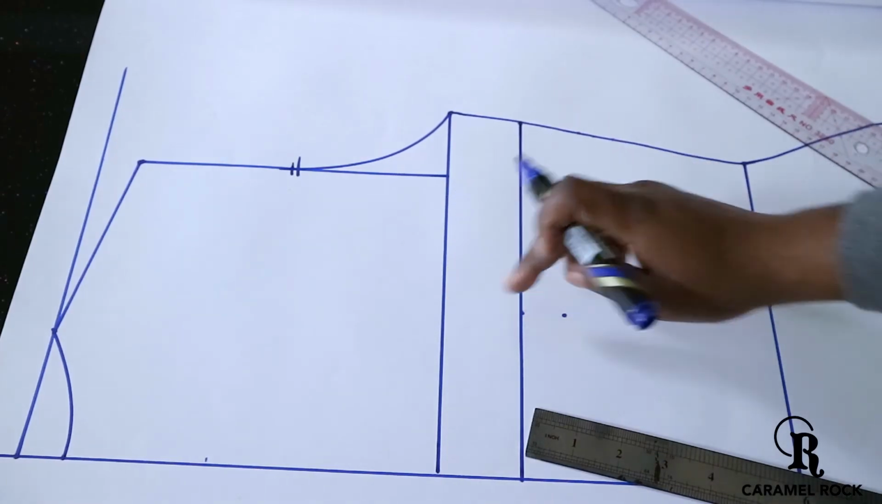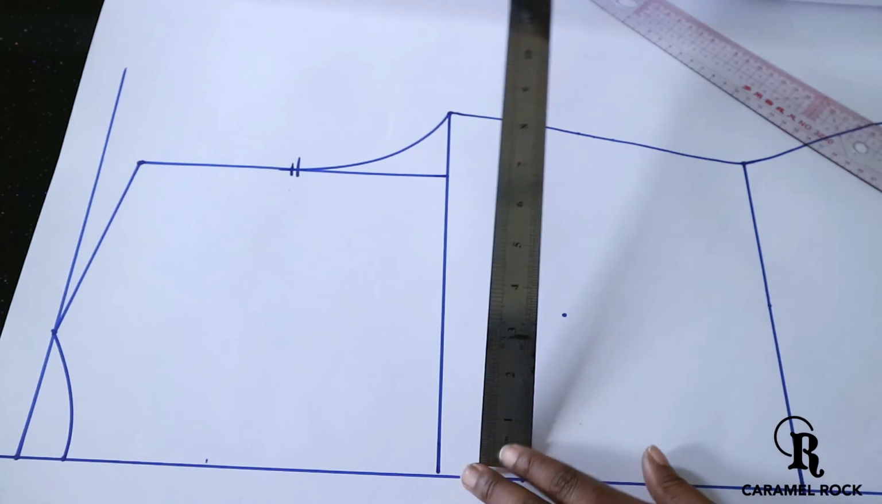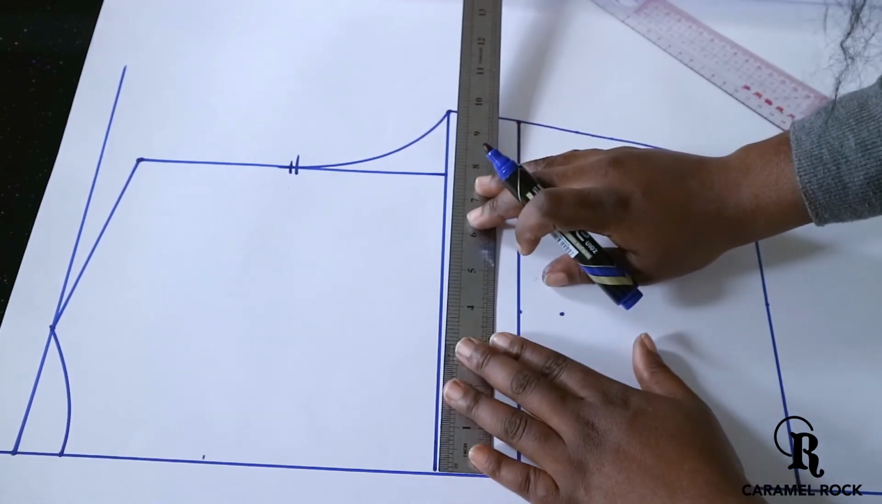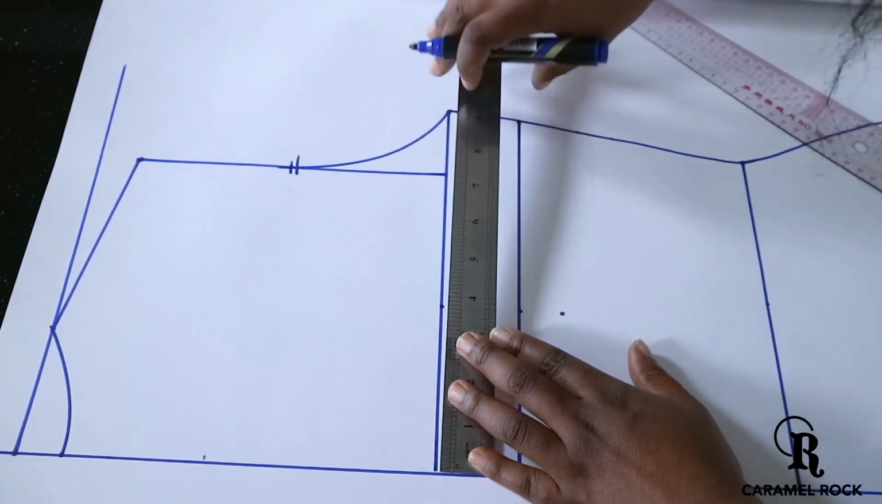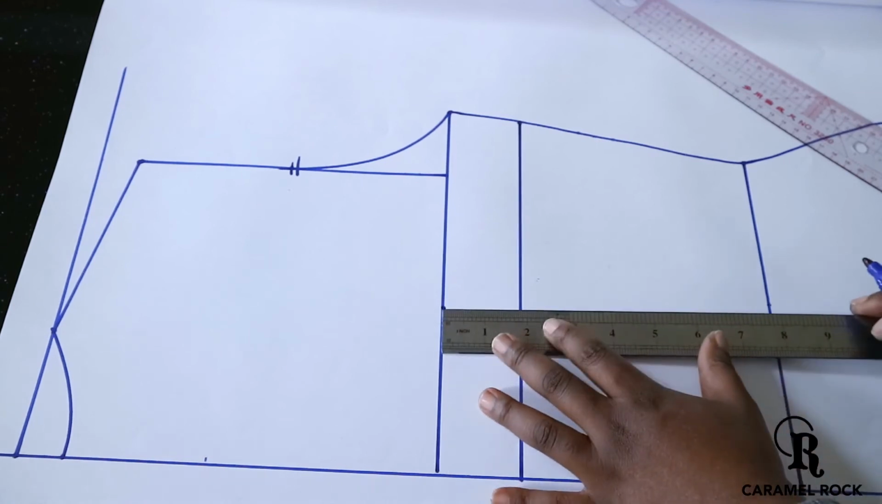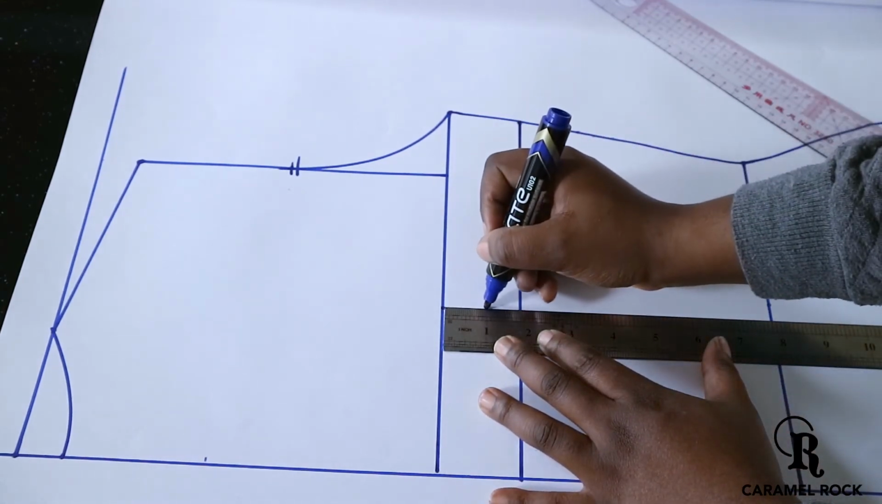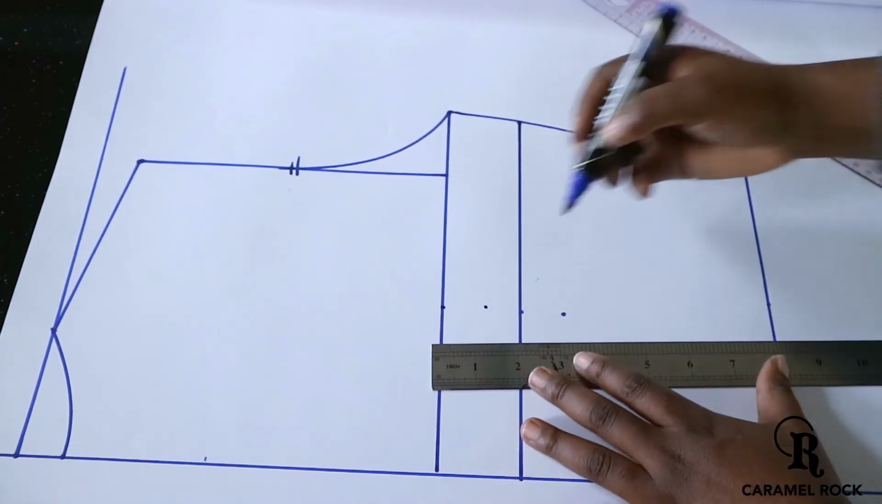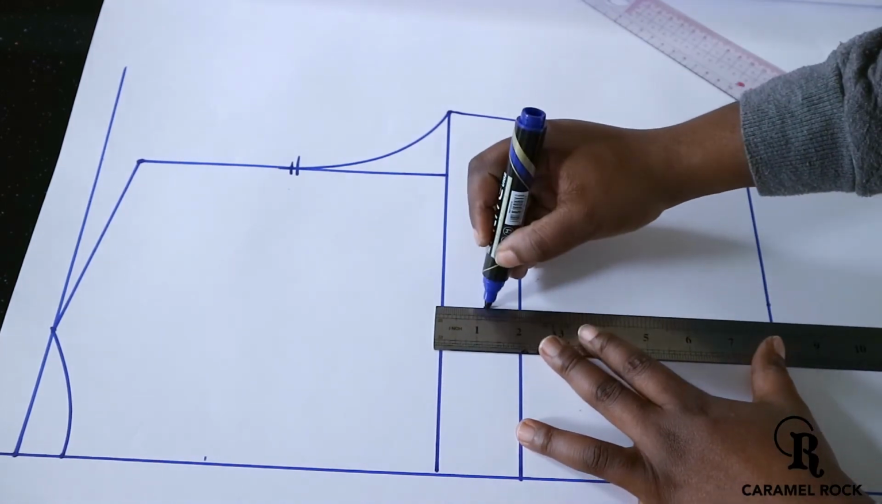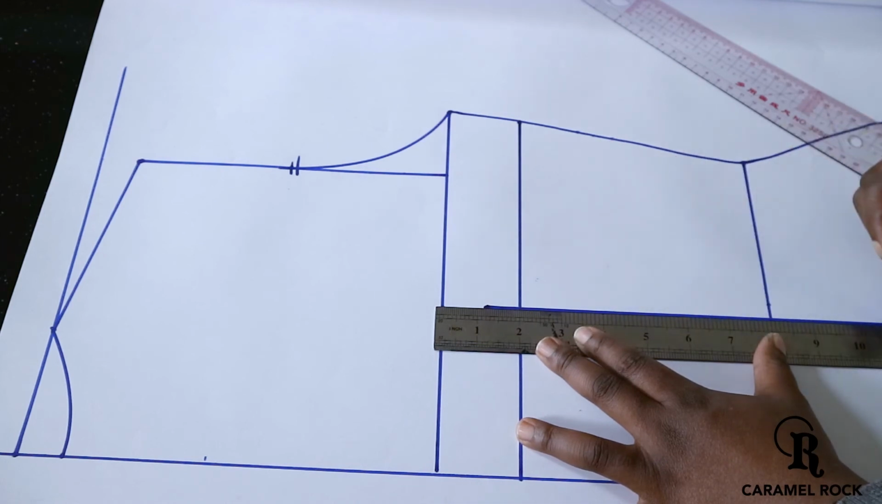Finally, we will draw the back dart, which will start 1 inch below the upper chest line instead of on the bust line like we did for the front. Mark half of the bust span measurement on all the horizontal lines, and then draw the darts like we did for the front as well.